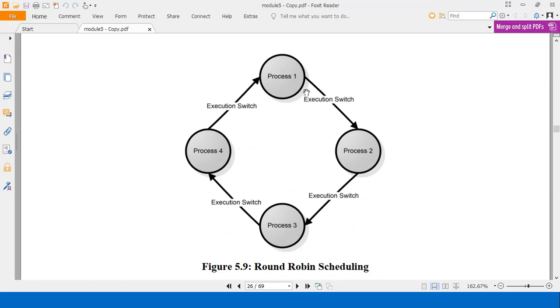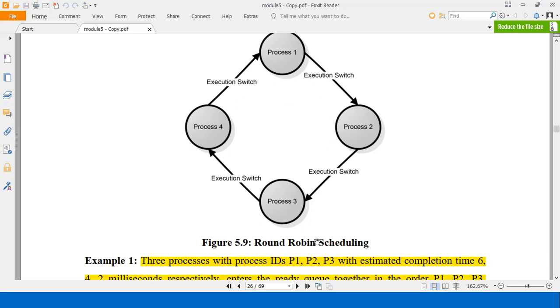So process P1 is given the chance for a predefined time slot. After that, process P2 will get its chance to execute, that is, use the CPU. After the predefined time slot elapses, P3 will get the chance to execute, then after the time slot elapses, P4 will get the chance. After P4's time slot elapses, again P1 will get its chance to execute. So it will go about in a circular manner. Okay, we shall discuss this with an example.